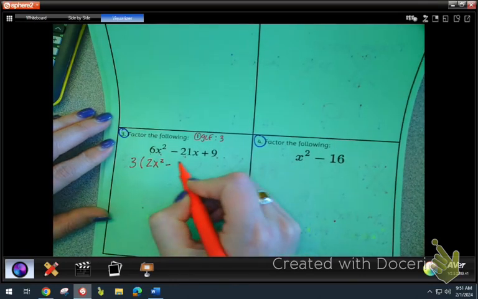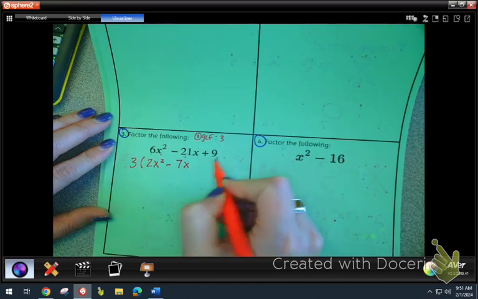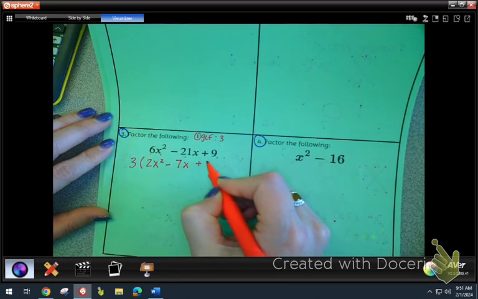Minus 21 divided by 3 is? -7. 9 divided by 3 is?